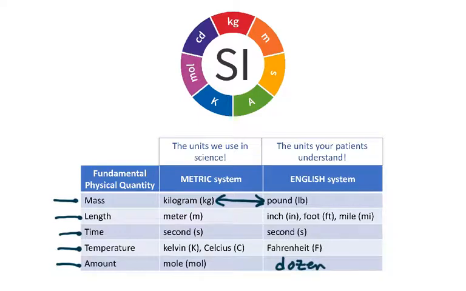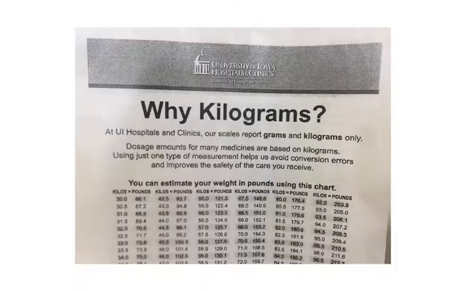So one day I was at the doctor's office at the University of Iowa and saw this above the scale. And I pulled out my phone and took a picture. So it says that our scales report grams and kilograms only. Why is that? Why does medicine use kilograms? That's so confusing to the patient.